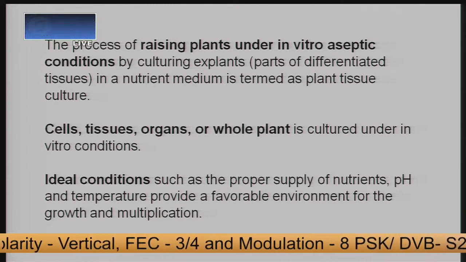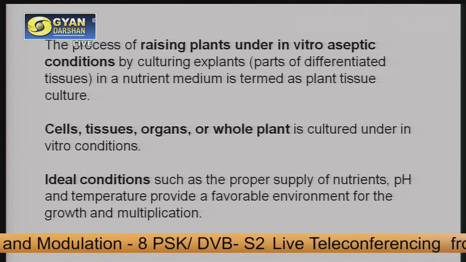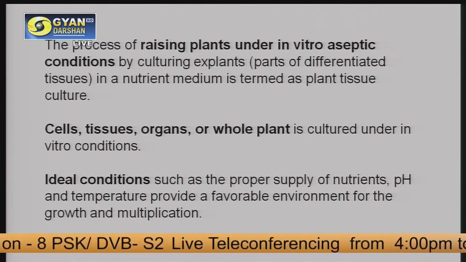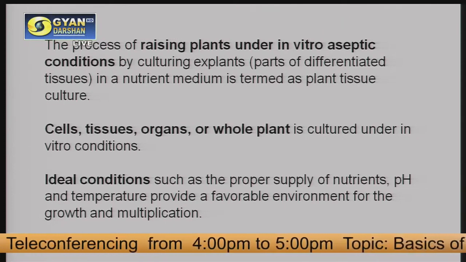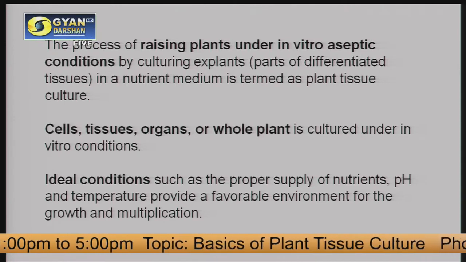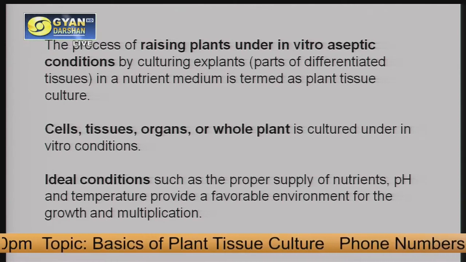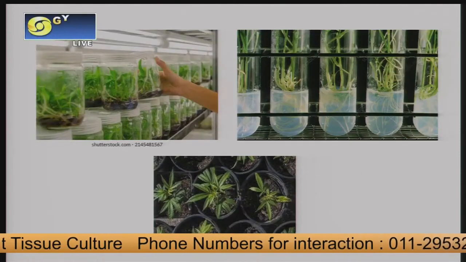Of course, you have to maintain the ideal conditions like the supply of nutrients, proper pH, proper temperature, and a sufficient amount of light. These are some of the conditions which you need to maintain in the tissue culture room or in the preparation of the culture medium. So the entire process we call tissue culture or micropropagation.